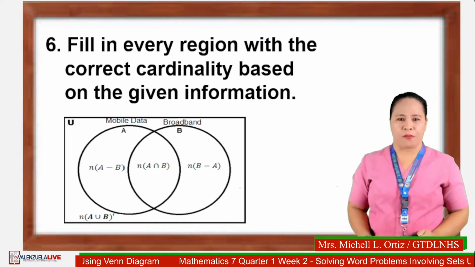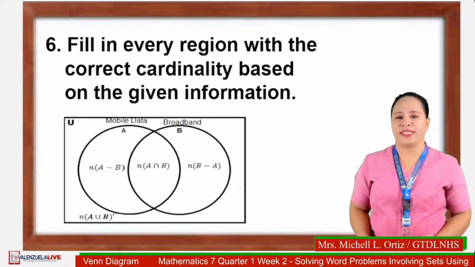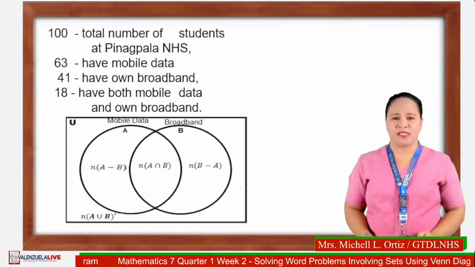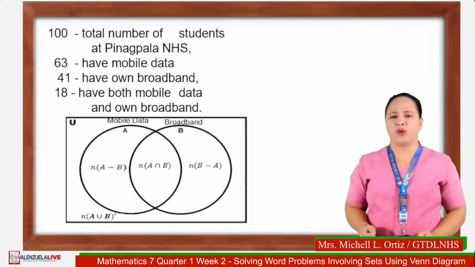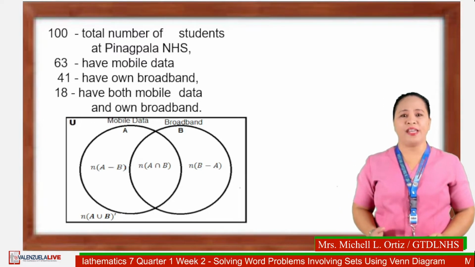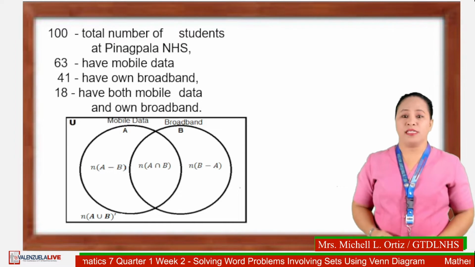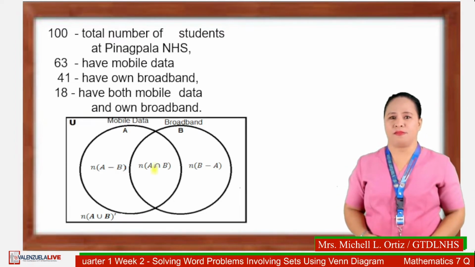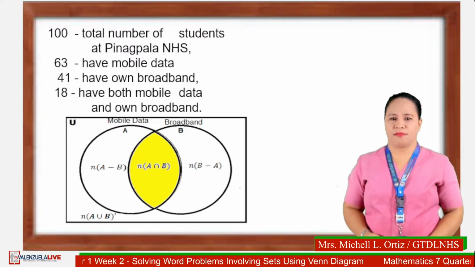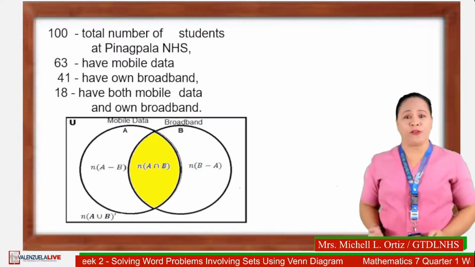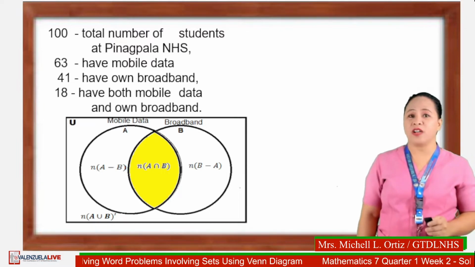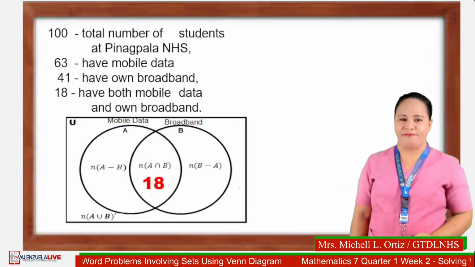In our given problem, we have the following data. And based on this, there are 80 students who have both mobile data and own broadband. That region is the intersection of the two sets. Thus, we are going to fill in the shaded one, and that region must have a cardinality of 18.